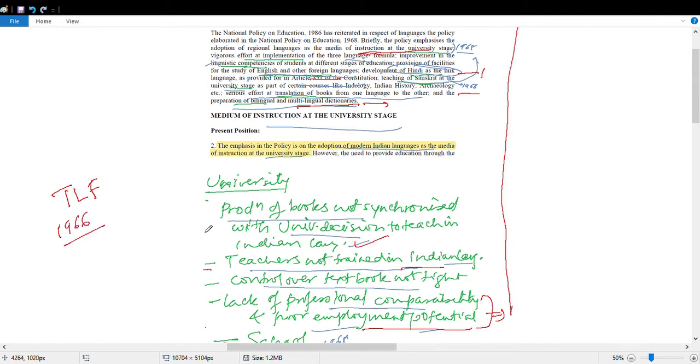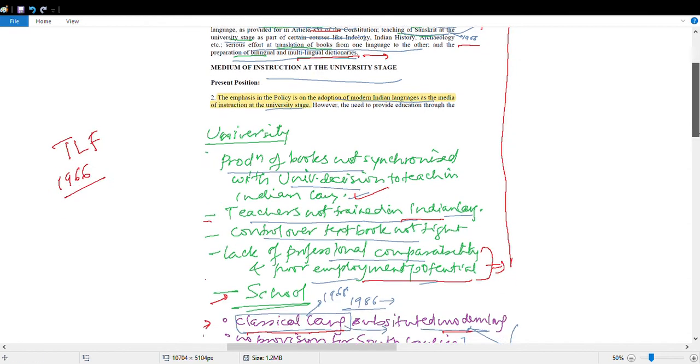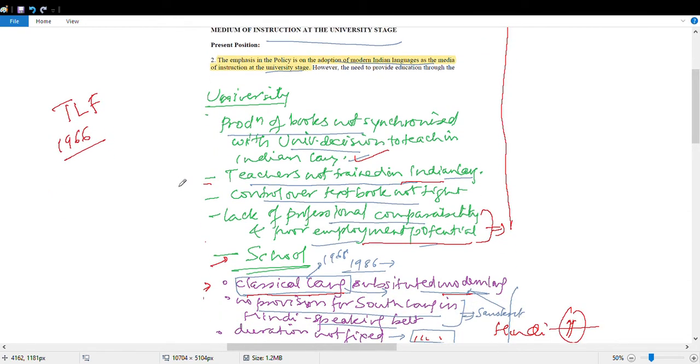However, there were some problems with this. First was that the production of books, whatever books were to be taught in the regional languages, was not synchronized with the university decision to teach in those languages. Teachers were not trained in any Indian language. They were taught in English medium, so they found it hard to impart their instruction through the regional language.